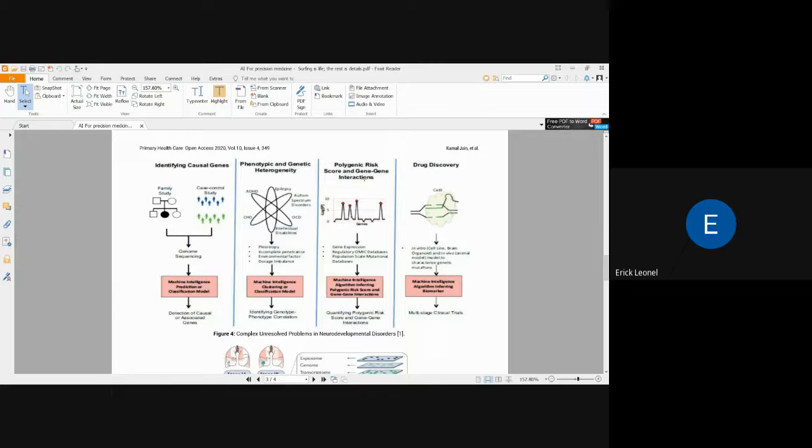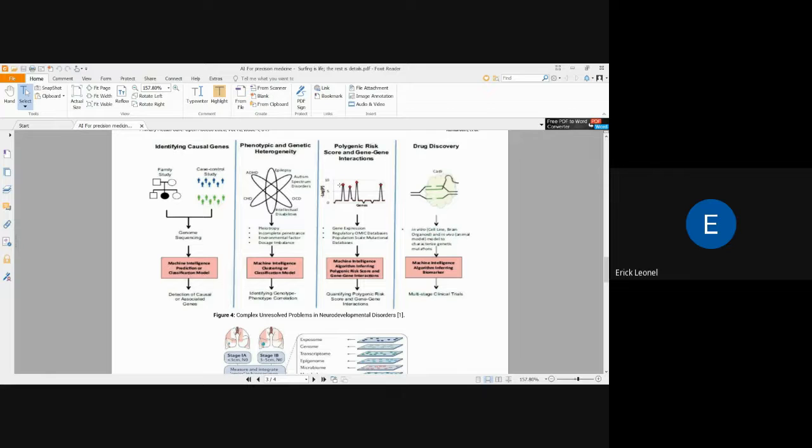About gene-gene interactions, gene-gene interaction is a major contributor to phenotypic variants of neurodevelopmental disorders, but there is currently no credible AI algorithm able to overcome the data of this scale.